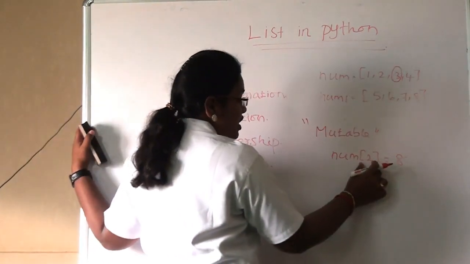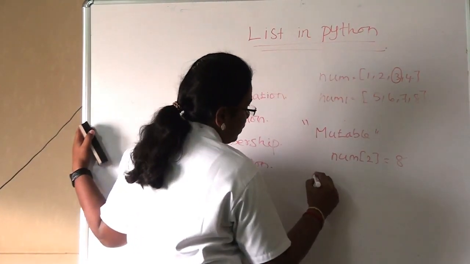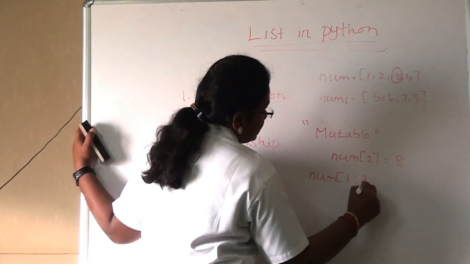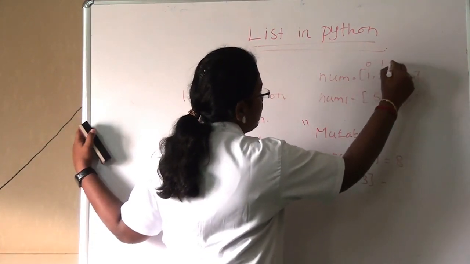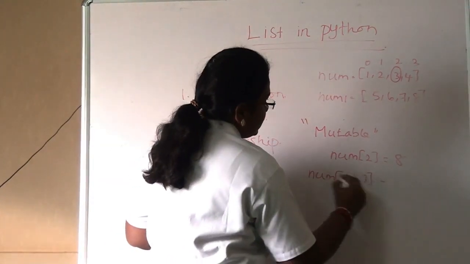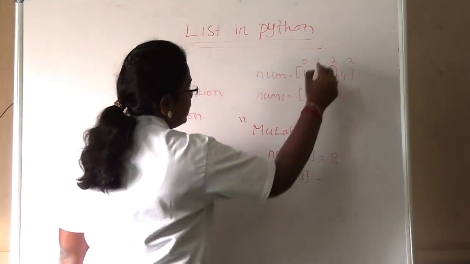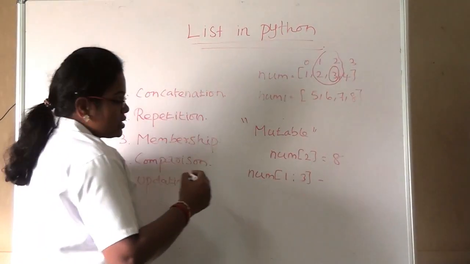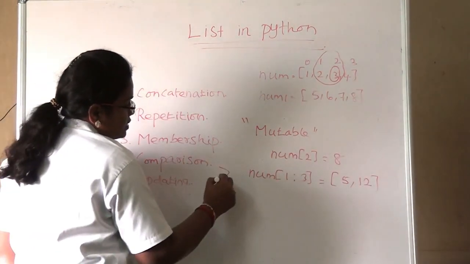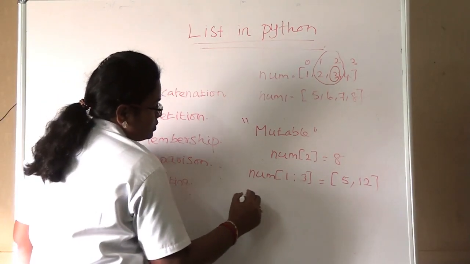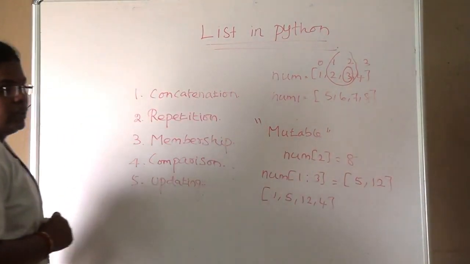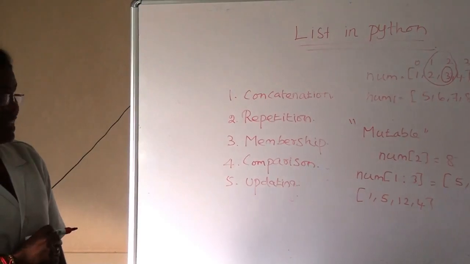Okay, I can change the single element, and I can also change a group of elements by using the slicing operator, num 1 colon 3. That is, this is 0, 1, 2, 3. Colon 3. That is 1, 2, 3. These two elements get changed. Okay, 5 and 12. So the answer is 1, 5, 12, 4, if I am trying to change the group of elements by using the slicing operator.